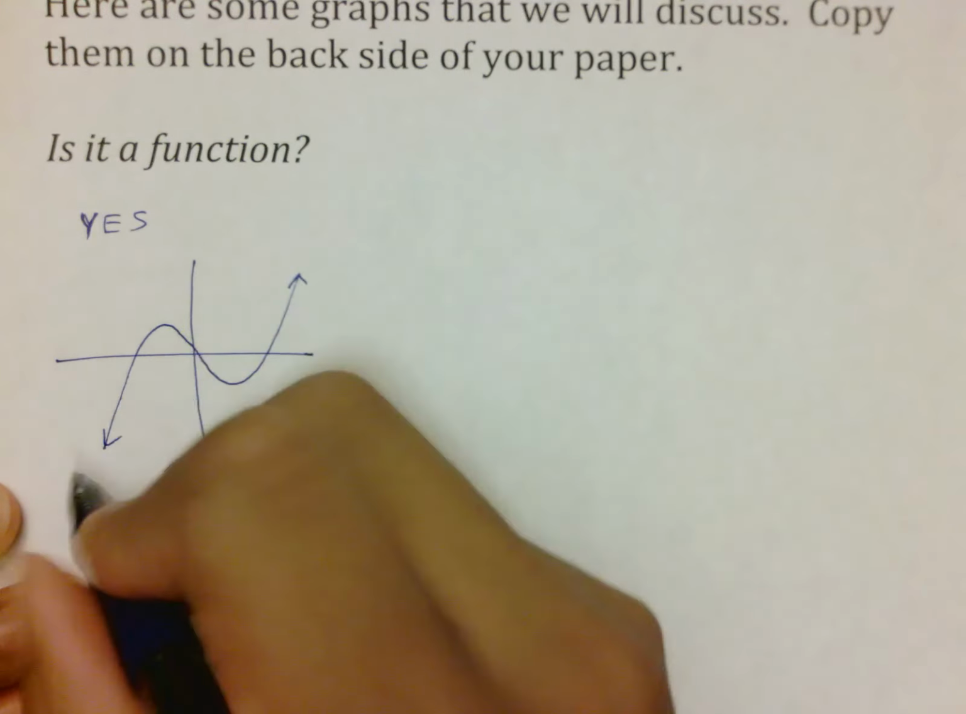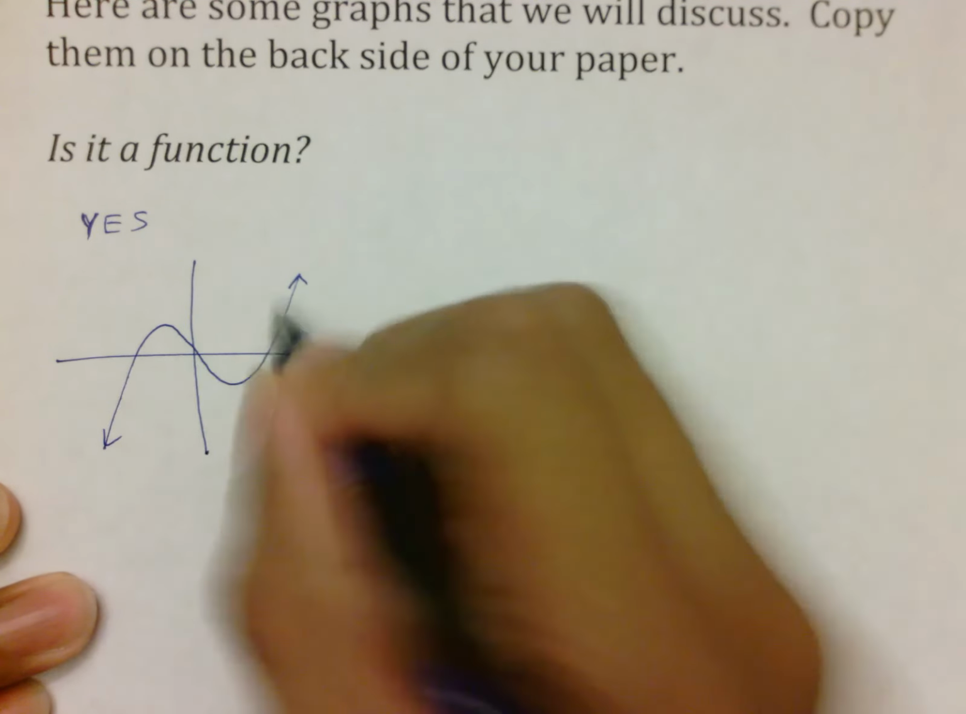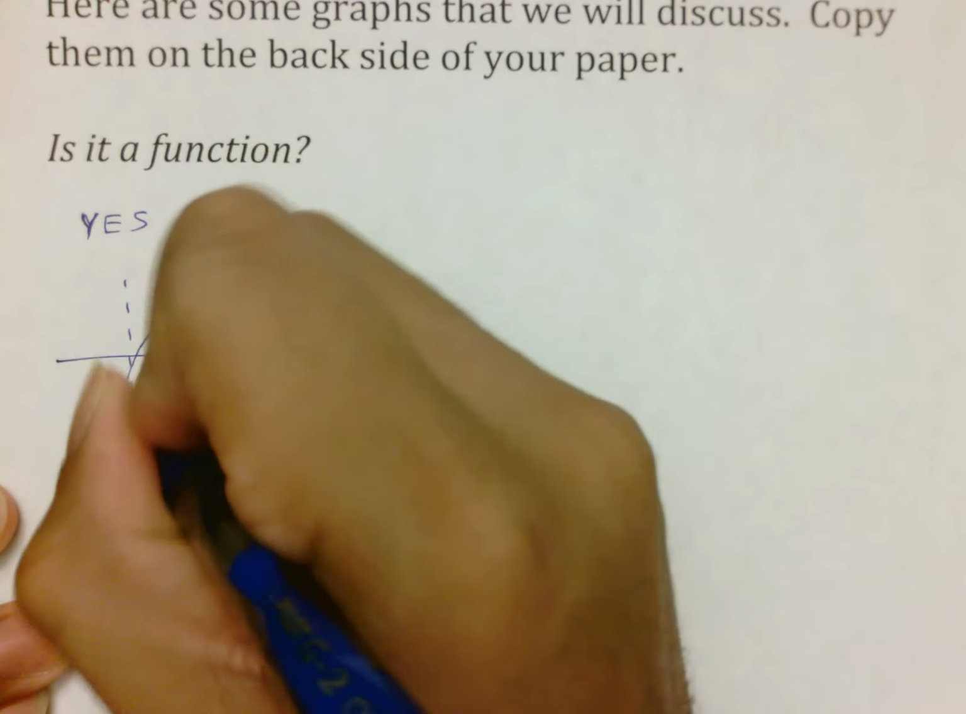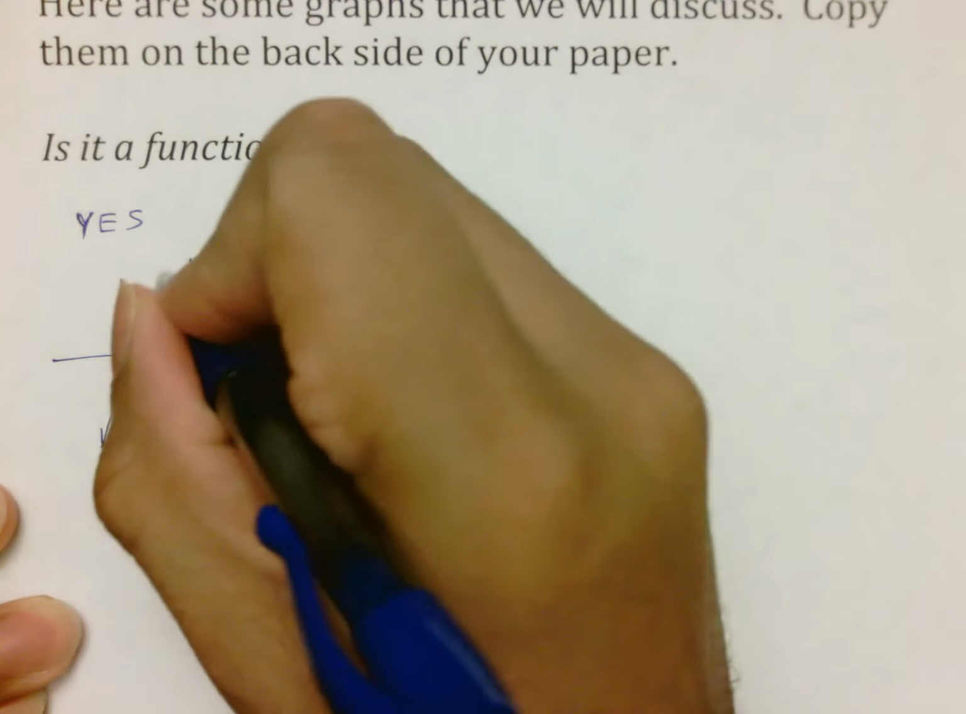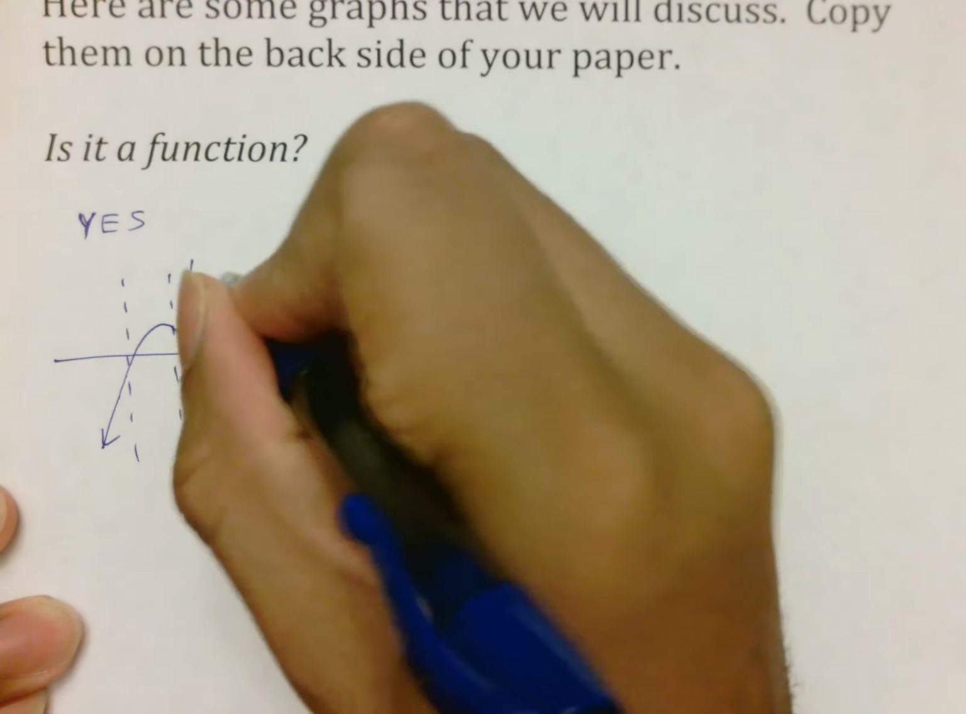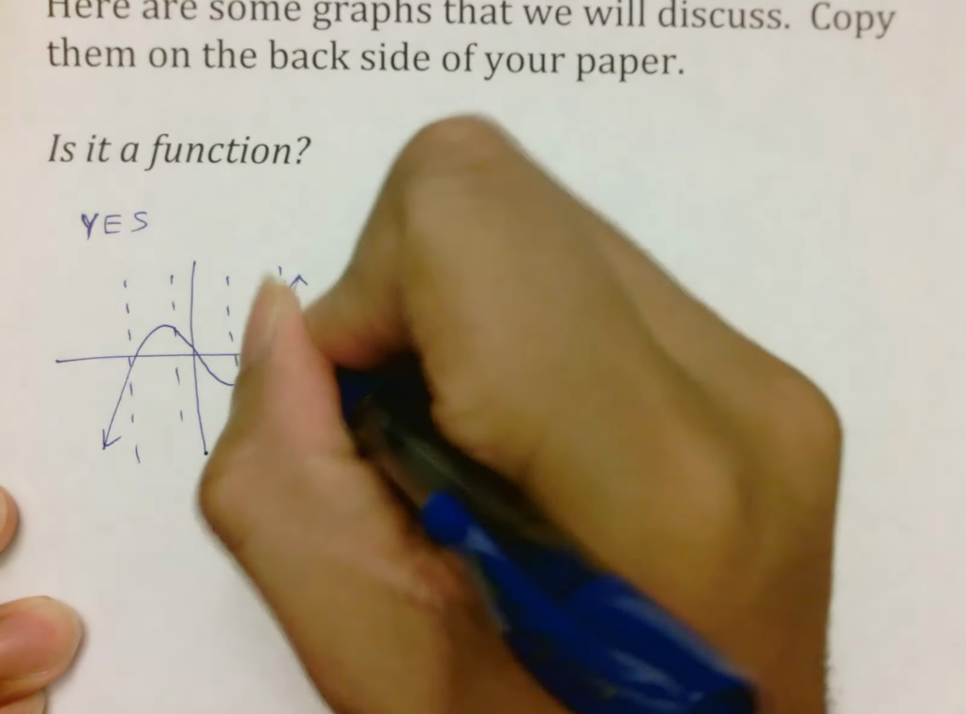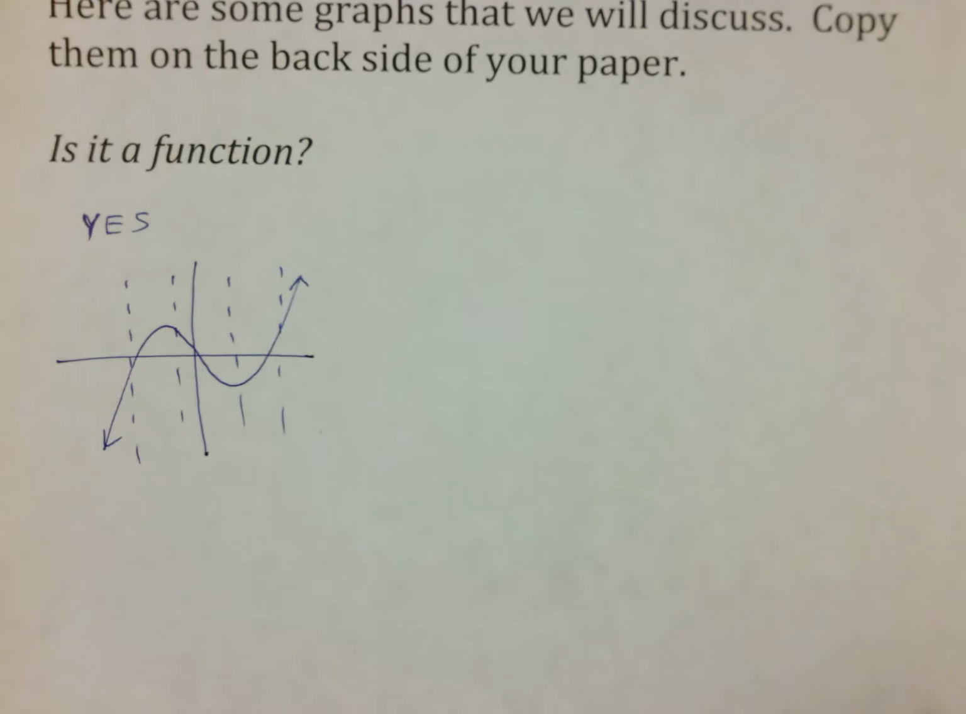Make sure you are smoothly going from left to right. And the reason it is a function is because in my vertical line, which I'm going to represent with this thing here, notice that that vertical line only hits once. That vertical line only hits once. This only hits once. That only hits once. There is not one vertical line I draw that hits the graph more than once. And so this is a function because it passes. All right.